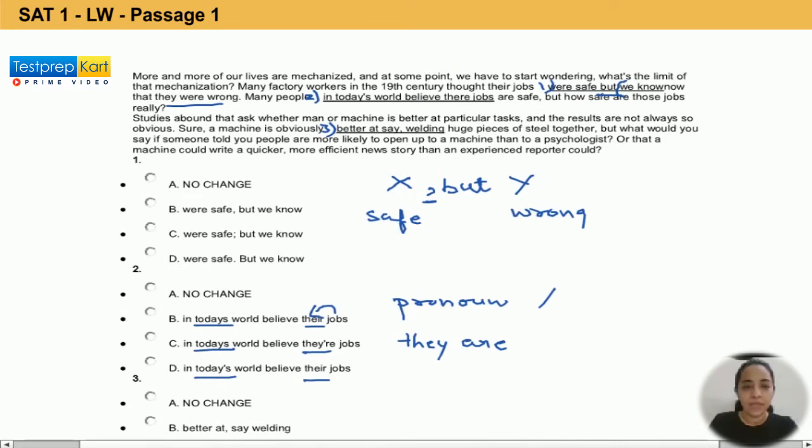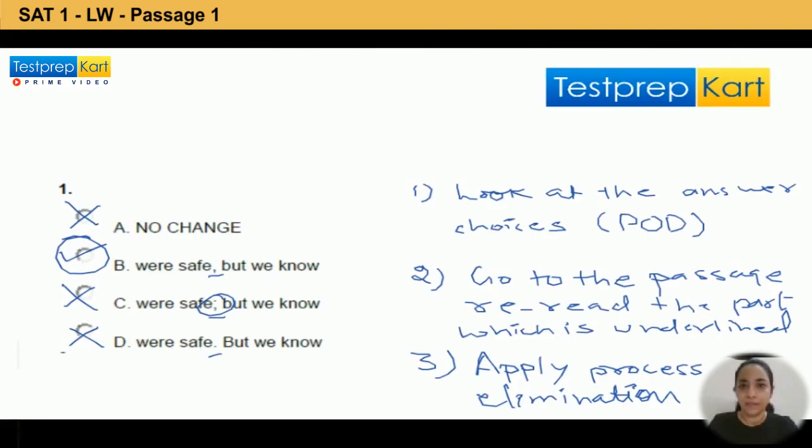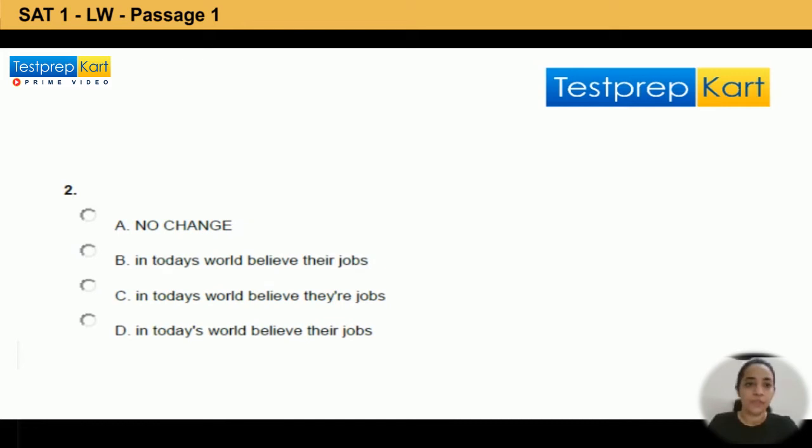So if we go back, let's reread this whole part. It says many people in today's world, so this part is fine here, believe their jobs are safe, but here this there is wrong. Now what is this there? Here is the opposite of that. So let's look at this part here. Here we have there, which means you're pointing, for example, I'm saying there, that place, right? No, we are not talking about that.